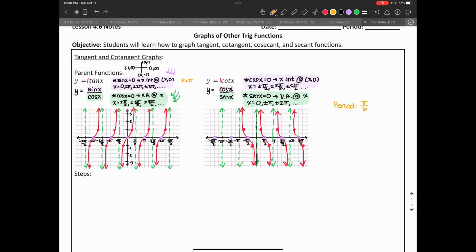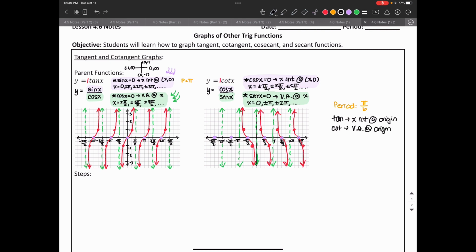So I said the period I always find by doing pi over b. For tangent, I know that the x-intercepts are, most importantly, I have an x-intercept at the origin. Helpful for me, so it'll always be at the new origin, whatever that is. And then for cotangent, the thing that is good to remember is that at the origin is a vertical asymptote. So we always care about where we're starting. That's going to help us when we're dealing with transformations. So for cotangent, I actually have a vertical asymptote at the origin.